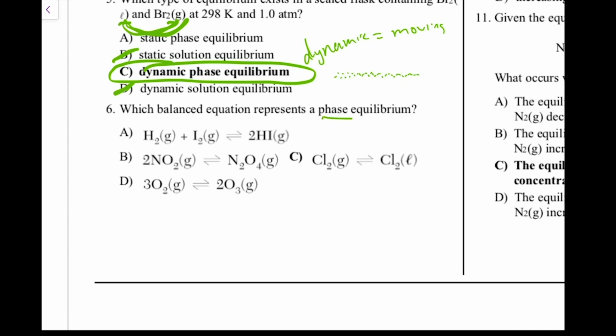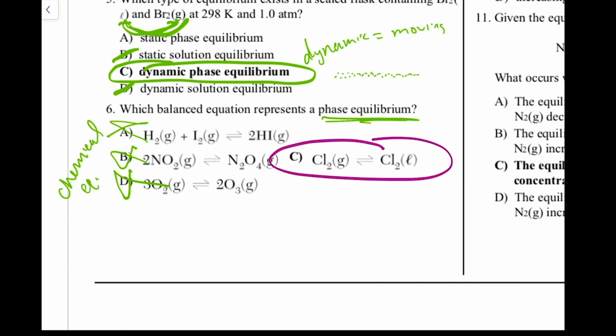Number 6, when we're talking about phase equilibrium, you want the same compound, but different phases. Choice A, you start and end with two different compounds. Can't be that. Choice B, you start and end with two different compounds. Can't be that. Choice D, you start and end with different compounds. Those are all examples of chemical equilibrium. So you're only left with C, the same compound at the end, where you're only changing the phase.